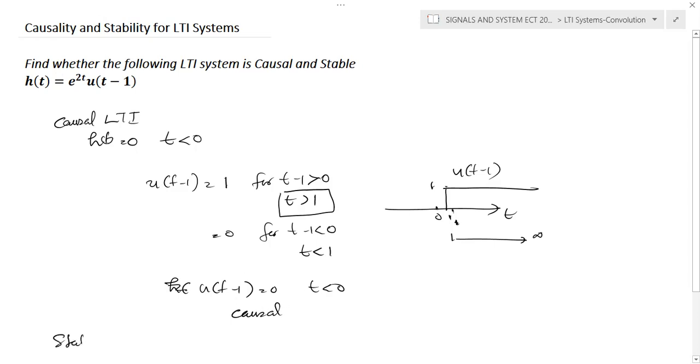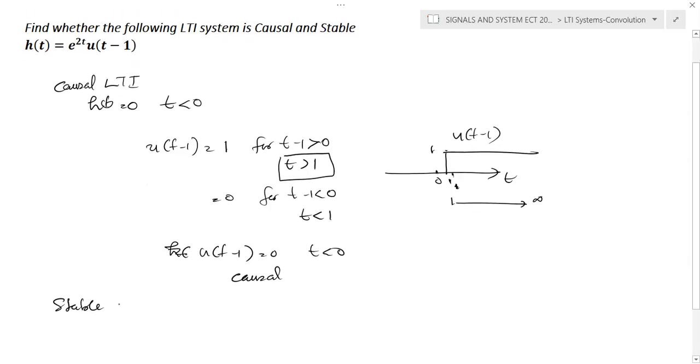Now we need to verify the stability condition. For stability conditions of LTI system, we know that the impulse response should be absolutely summable. If you integrate it from minus infinity to infinity, it should be less than infinity. Now we'll try this. It's e raised to 2t into u of t minus 1. Then I'll substitute here. It's from minus infinity to infinity e raised to 2t into u of t minus 1 dt. And you know to take the modulus also, but here the amplitude is positive.